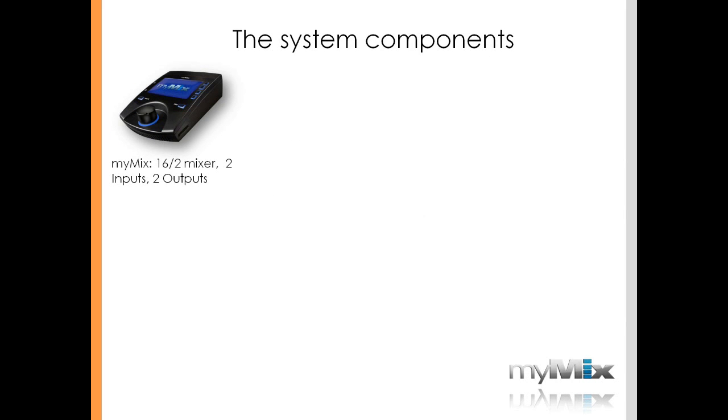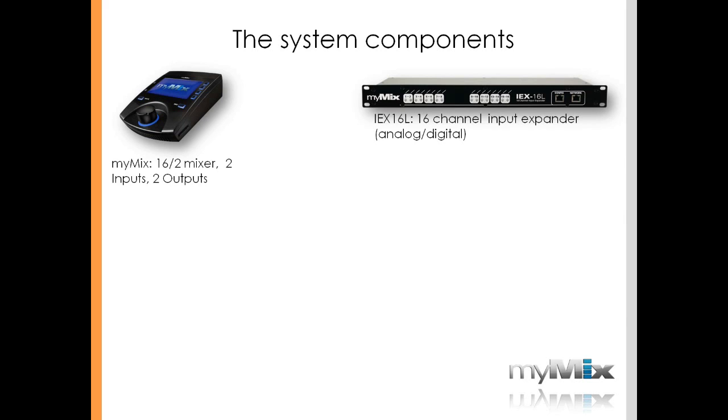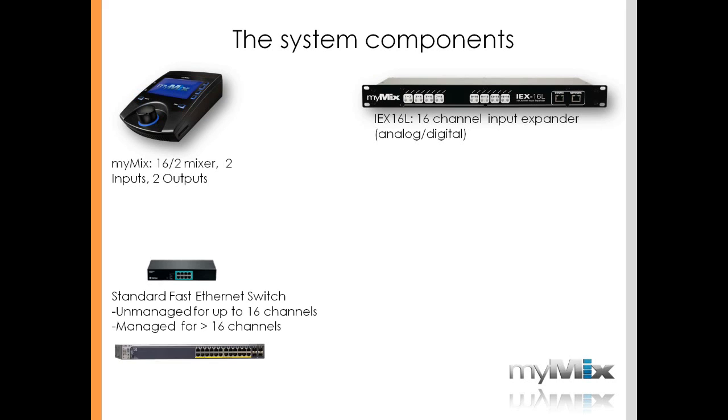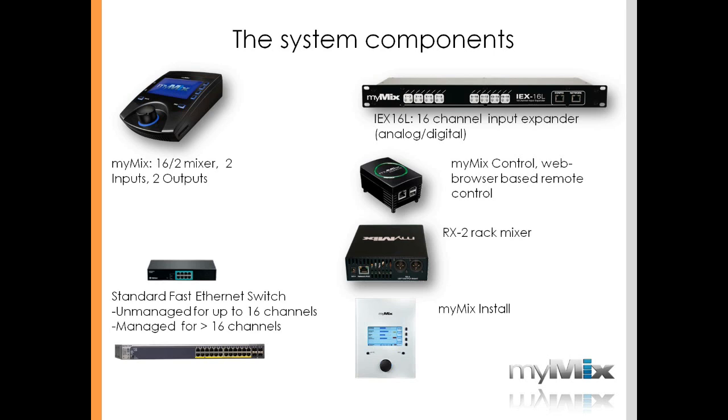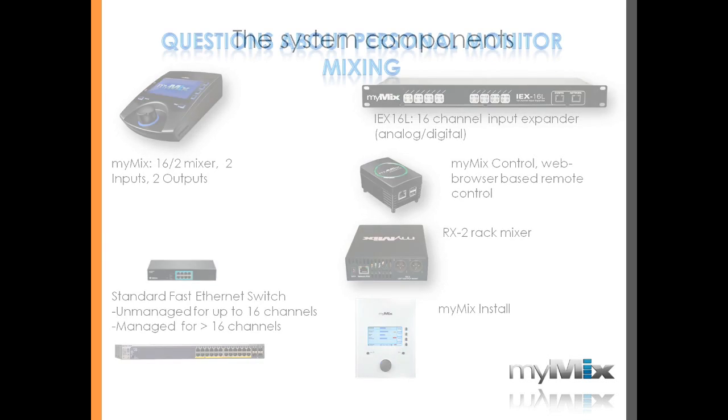So let's take a look at the system components. There is a myMix mixer with 2 inputs and 2 outputs, the IEX16L 16-channel input expander for analog or digital inputs. You can use standard fast Ethernet switches. Also, we do have some recommended models, especially with power over Ethernet. The myMix Control web browser-based interface for remote control and remote configuration. The RX2 rack mixer that can be controlled through myMix Control. Just perfect to get stereo mixes to remote locations. And finally, the myMix install that operates like the myMix itself in a surface mount chassis.